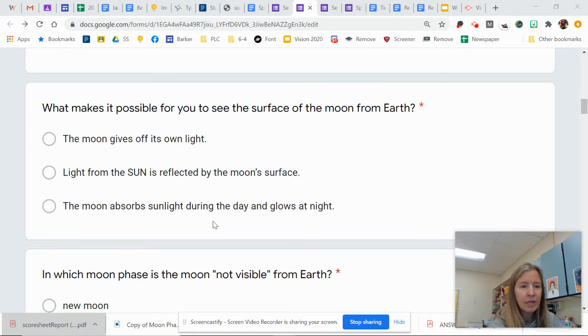So let's get started. The first question says, what makes it possible for you to see the surface of the moon from Earth? The moon gives off its own light. Light from the sun is reflected by the moon's surface. Or the moon absorbs sunlight during the day and glows at night.